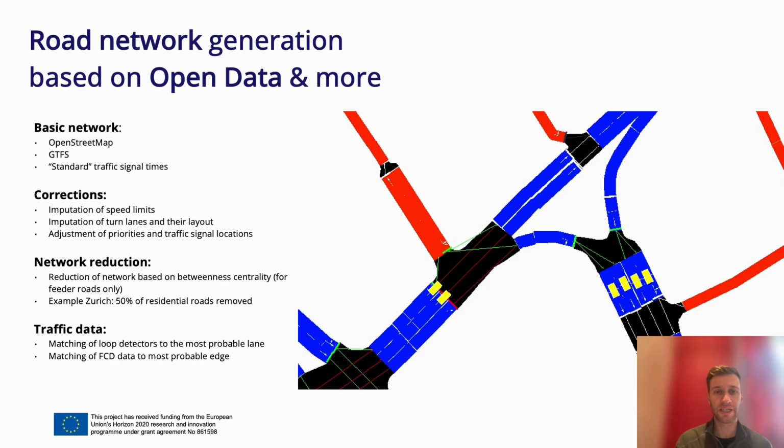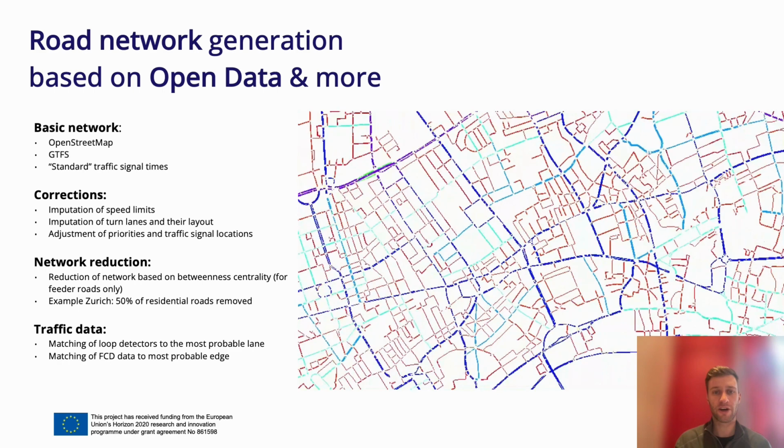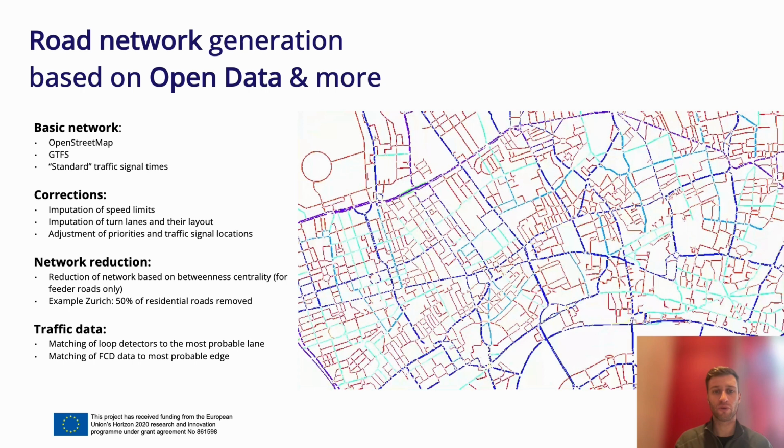The different colors, by the way, are the different hierarchy of roads. So the red ones are basically residential roads. The blue ones are higher hierarchy roads, like primary and secondary roads, according to OpenStreetMap's hierarchy system.